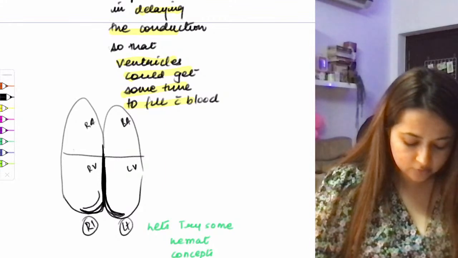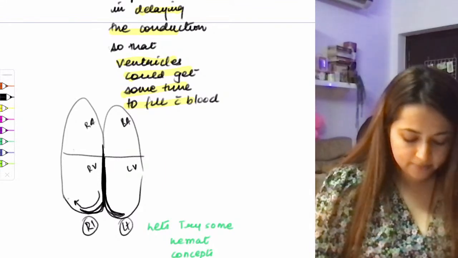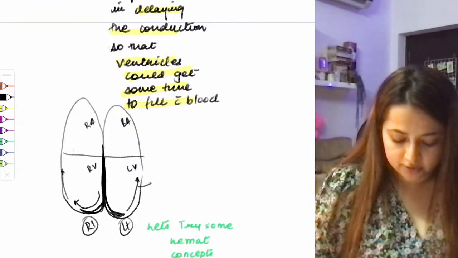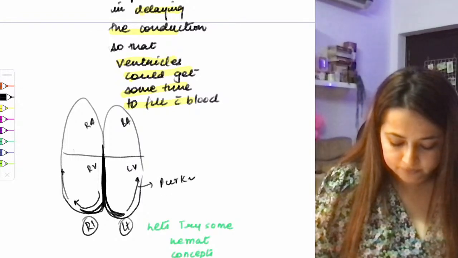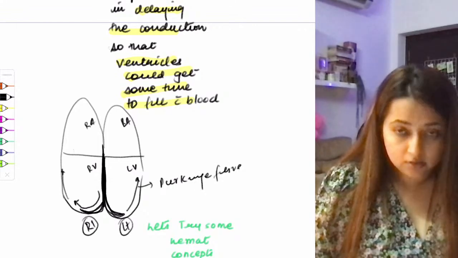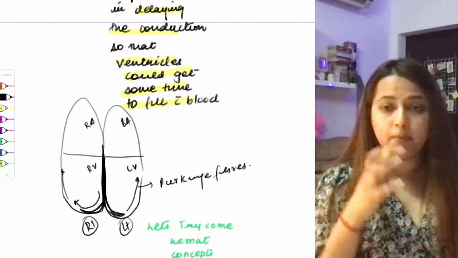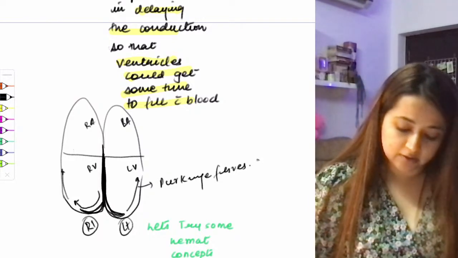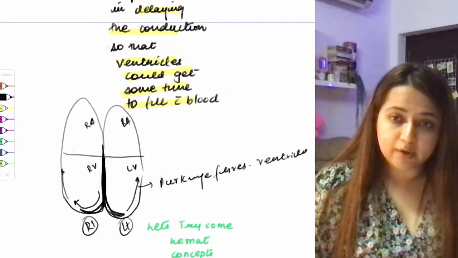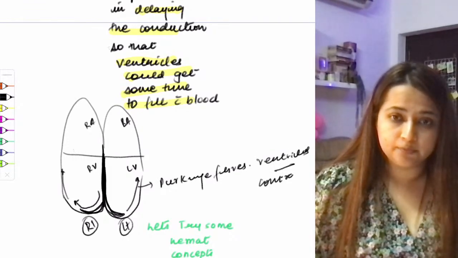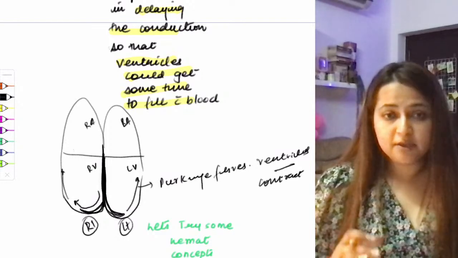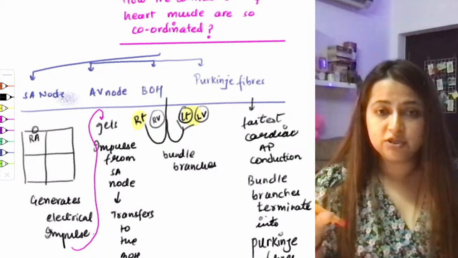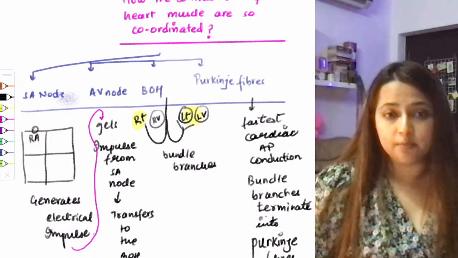Alright, so the impulse is going to travel in this way, and ultimately these are going to terminate into the terminal branches known as the Purkinje fibers. So from the bundle of His, the impulse is going to reach the Purkinje fibers, and ultimately the ventricles are now going to contract. These are the specialized structures that help in the coordination of the contractions of the heart muscle.